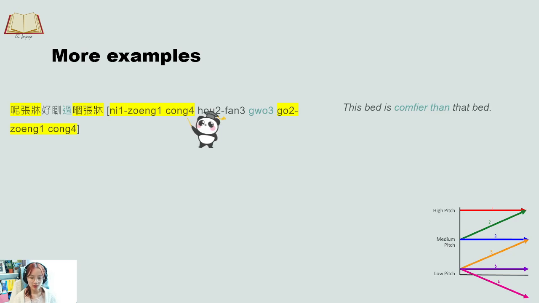呢張床好瞓過嗰張床. As you can see, this entity isn't just one word, 床, meaning bed. It includes 呢張 and 嗰張. This tells us exactly which two beds are being talked about. Precisely this one and that one. Something you can do is omit the second 床 because it has already been mentioned. This is something we can do in English as well. Watch this.